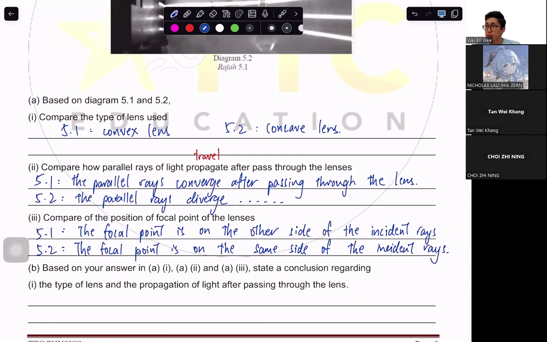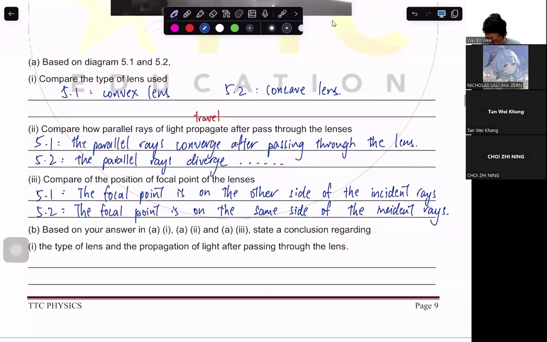All right, you write down first. You give me 2 minutes, I have to move. Okay, I'm back. All right, so let's continue.